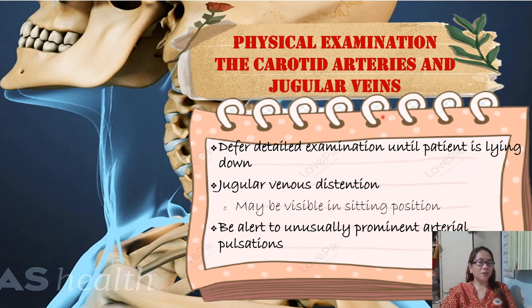As part of the physical examination of the neck, we also have to assess the carotid arteries and the jugular veins. In doing this, we instruct the patient to lie down so we can see better, although the jugular venous distension may also be visible when the patient is sitting. It is better and more visible if the client lies down with the head elevated. First, ask the client to extend the head so that you can see the jugular veins. Be alert to unusually prominent arterial pulsations because they can indicate a problem.